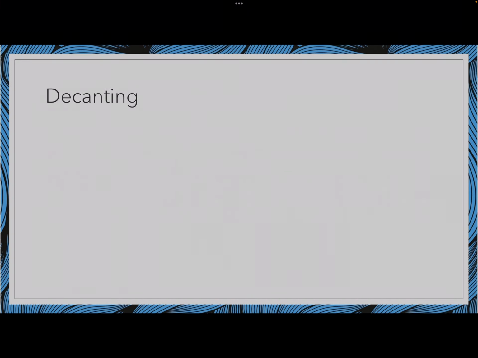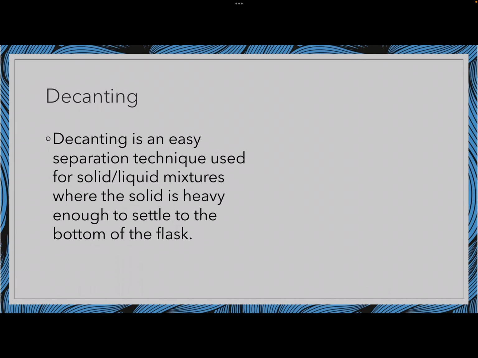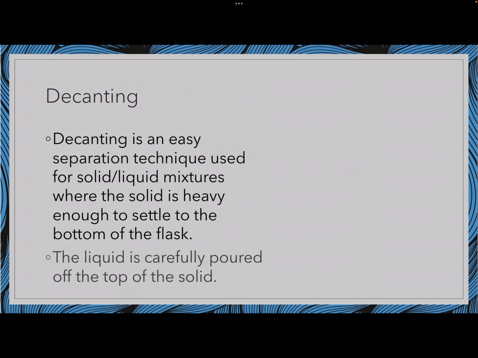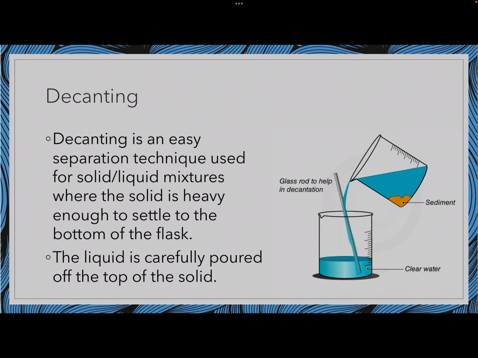Okay. So firstly is decanting. You might have heard this term before. So decanting is an easy separation technique for solid liquid mixtures where the solid's heavy enough to settle to the bottom of the flask. Okay, so the liquid is then carefully poured off the top of the solid. So here's a picture of it. We have what we call the sediment. So that's our solid stuff that's heavy enough to fall out of solution and fall to the bottom of the beaker or whatever it's contained in. And then we just simply pour the liquid off the top.